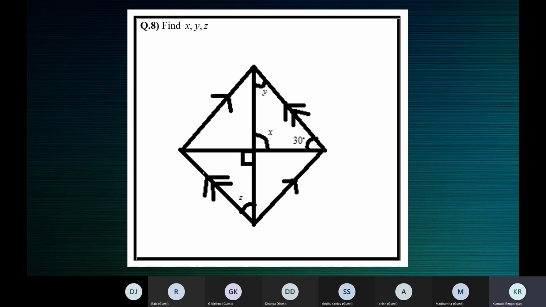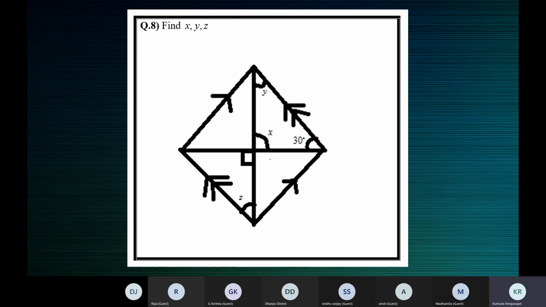It is a parallelogram, you're not wrong. More specifically, it's a rhombus. A rhombus is also a parallelogram in which the diagonals bisect at right angles. Convinced all of you that it's a rhombus? Yes, ma'am.